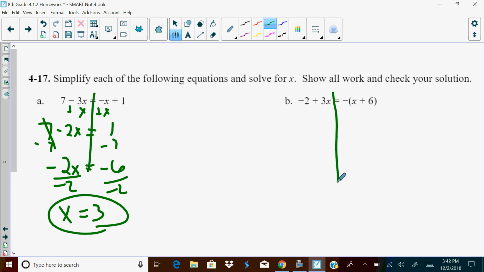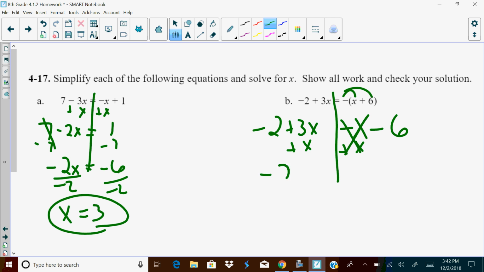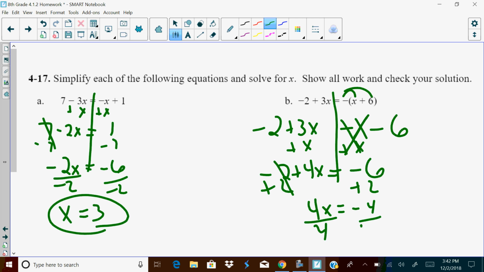For part B, I get negative 2 plus 3x. This negative outside changes everything to its opposite. So I get negative x minus 6. So I'm going to add x to both sides. So I get negative 2 plus 4x equals negative 6. Add 2 to both sides. I get 4x equals negative 4. So x equals negative 1.